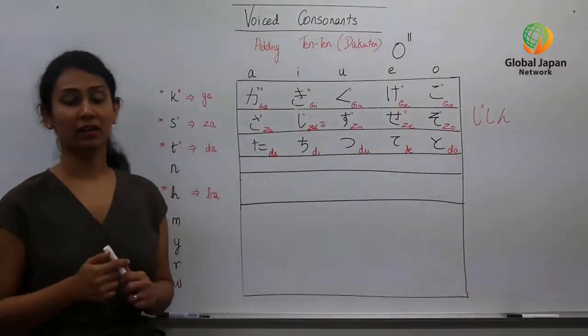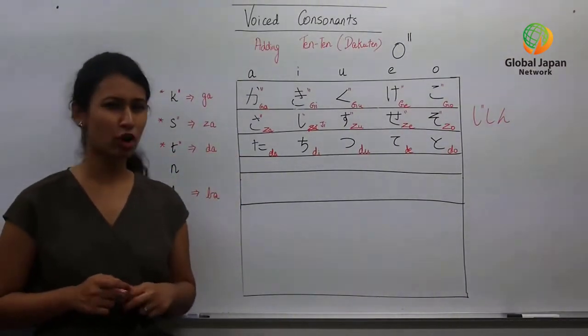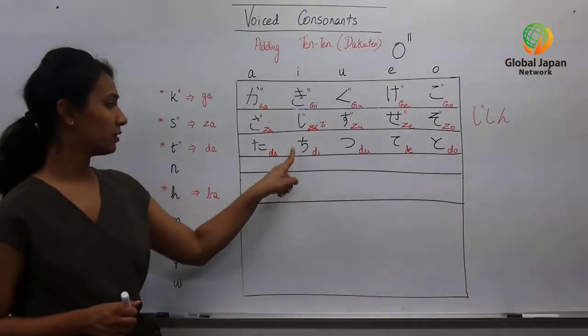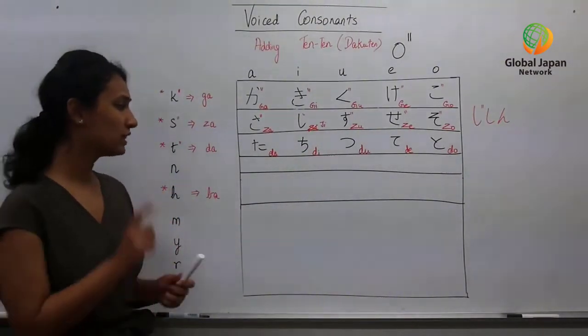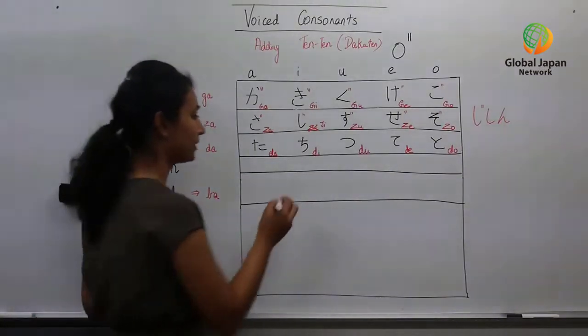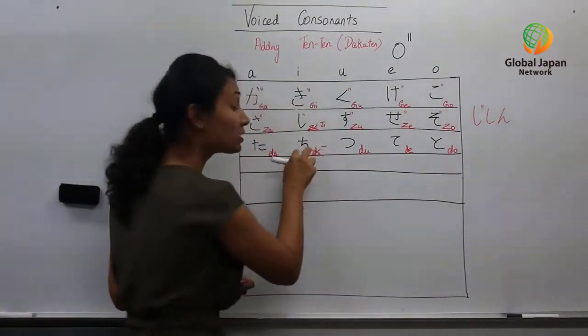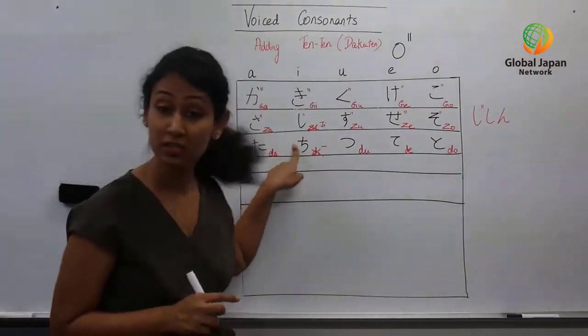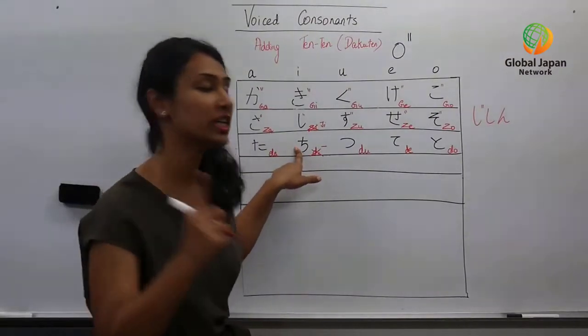If you recall back, there were two exceptions in this line. Can you recall which ones? This one and this one. And here again, the sound is not di, do, but something else. What is this called? Chi. Chi with tenten becomes ji.